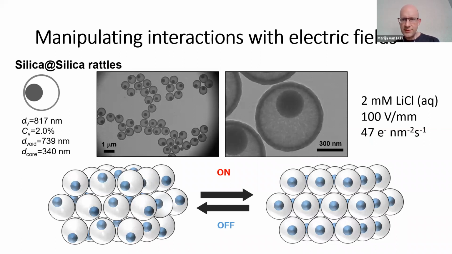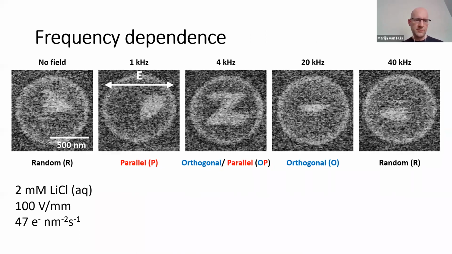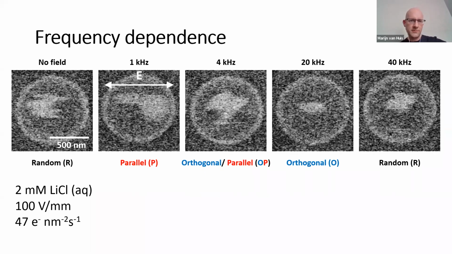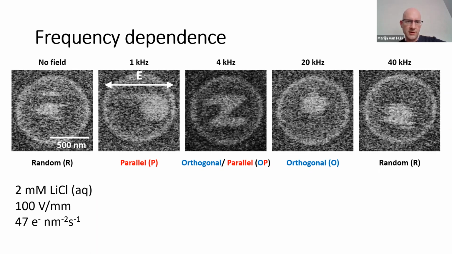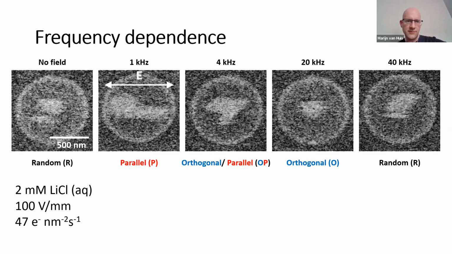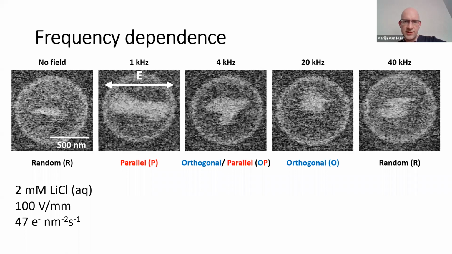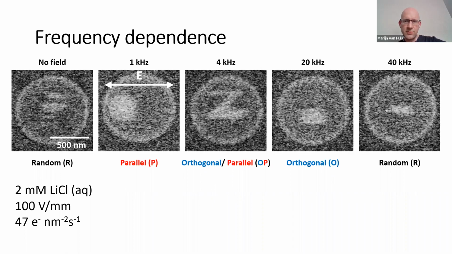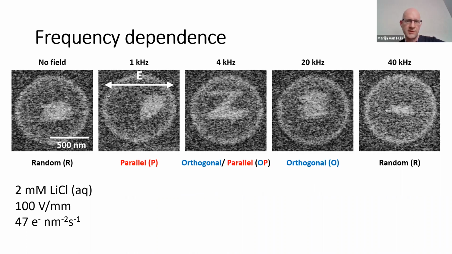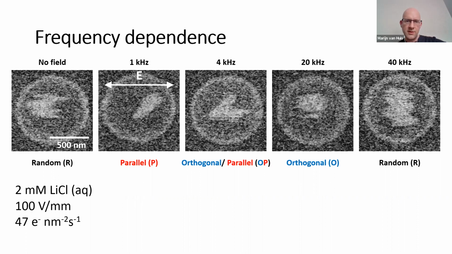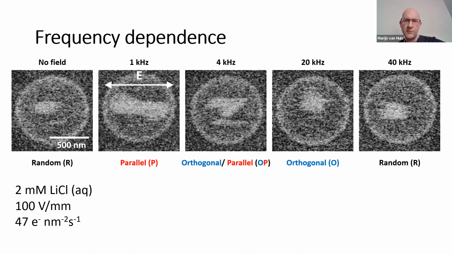I will not go too much into details. Then this is what you get. So if there's no field, so the panel at the left, the movement is completely random. If you apply a field of 1 kilohertz, then the direction is parallel. So it moves in the direction of the electric field. So from left to right in projection. At some point, you get a transition to an orthogonal field. And that means that the movement starts to become diagonal. Okay, so it's not random in one of the directions anymore. It is determined in two directions, but they both play a role.